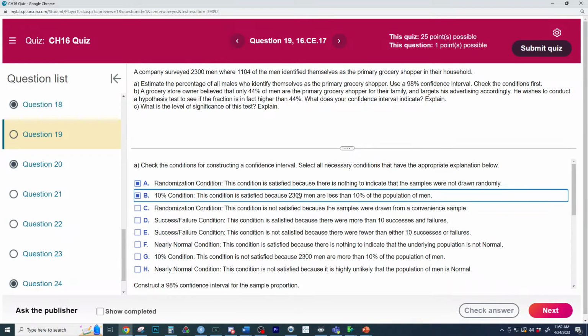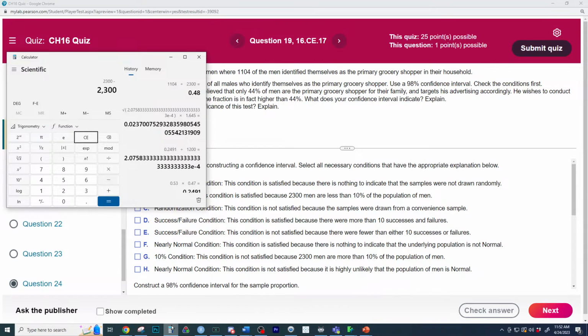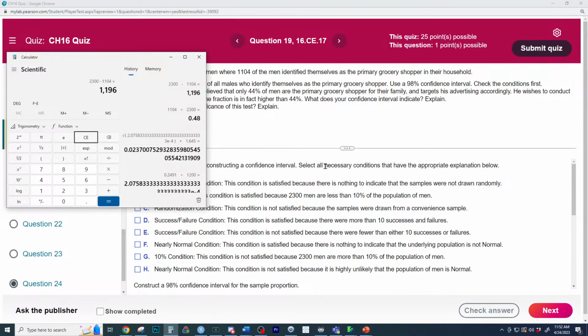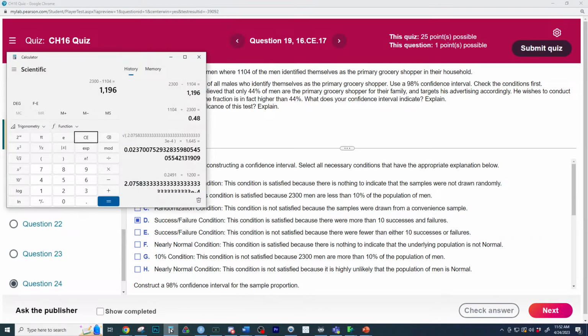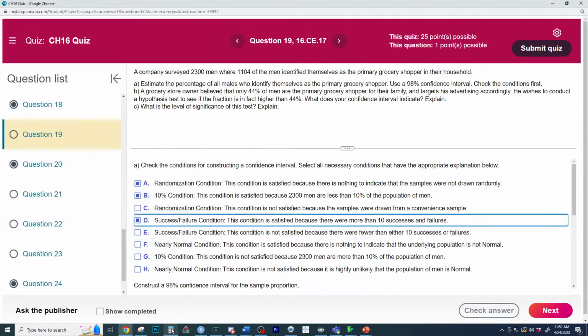And last but not least, we have the success failure condition, which states we need at least 10 successes and at least 10 failures. The amount of successes is 1,104. The amount of failures would simply be 2,300 minus 1,104, the amount of not men. So the success failure condition is met because there are at least 10 successes and at least 10 failures, noted by 1,196 not men and 1,104 men.